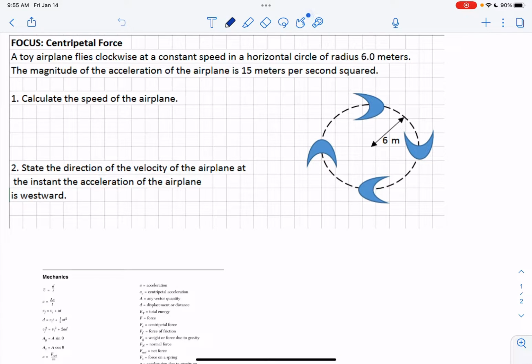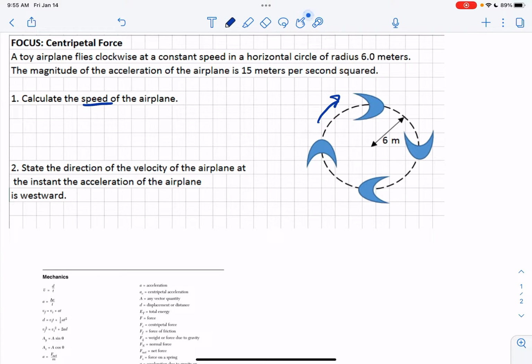This is the focus for centripetal force. This is the do now we will be working on. It says a toy plane flies clockwise at a constant speed in a horizontal circle of radius 6 meters. The magnitude of the acceleration of the airplane is 15 meters per second squared. And then it has this sketch to the right, and it wants us to calculate the speed of the airplane.